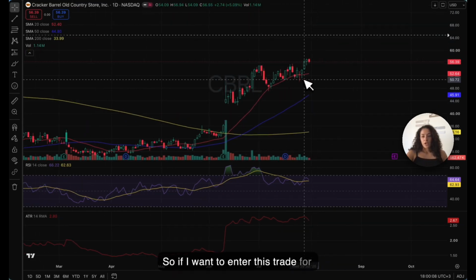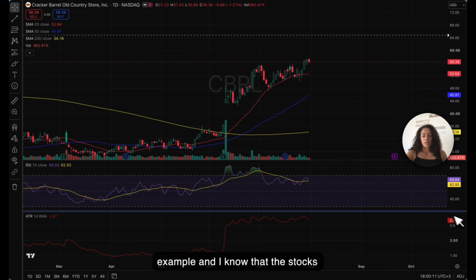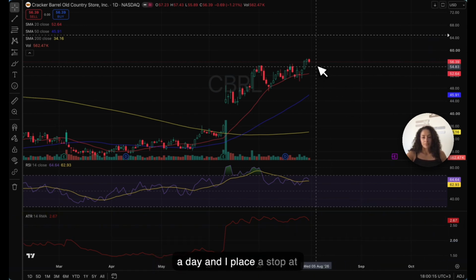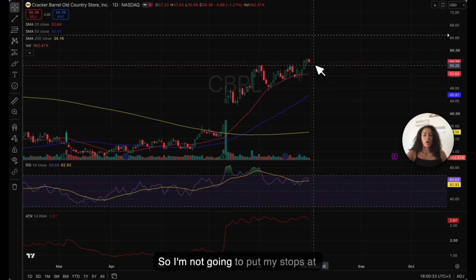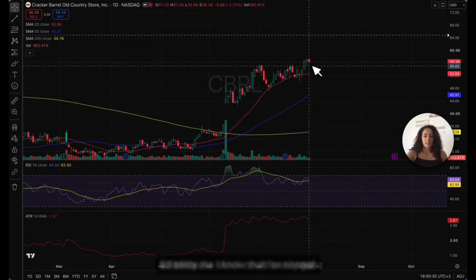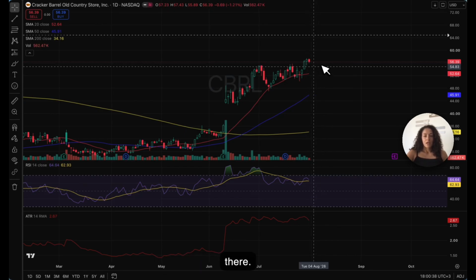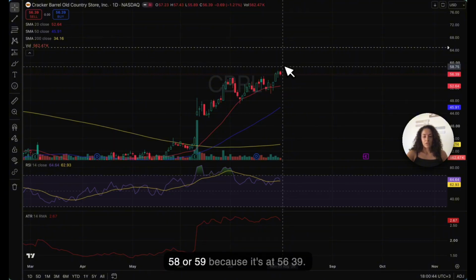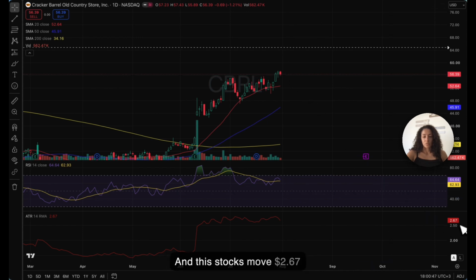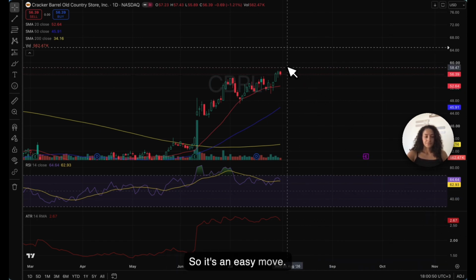So if I want to enter this trade, for example, and I know that the stock moves $2.67 a day, and I place a stop at 54.90, you can also visually see by yourself that it's too tight, but sometimes it's not that obvious on a chart. It's easier for me to get stopped out because I know that the stock moves $2.67 per day. So I'm not going to put my stops at $2 because I know that for normal volatility, the stock could easily get there. Now, to the upside, I know that for this stock, it would be easy to get to 58 or 59 because it's at 56.39 and the stock moves $2.67 per day. It's just an easy move.